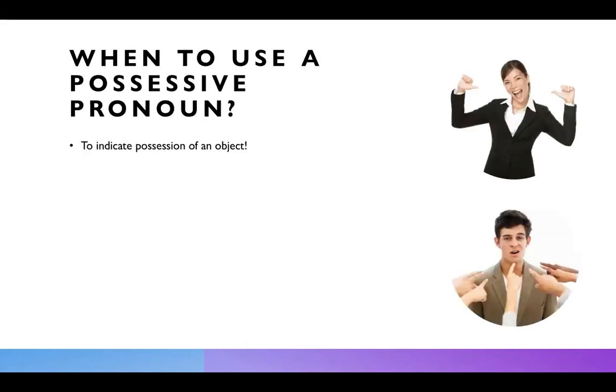So when to use a possessive pronoun. So we use these to indicate possession of an object. So as you see in the two pictures, there's a girl and she's pointing to herself. And then there's a ton of hands that are pointing to a guy. So this is just sort of to show that she's indicating that she's referring to herself, and then all those hands are referring to him.